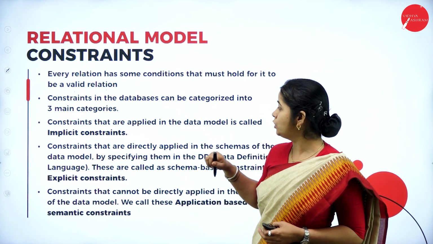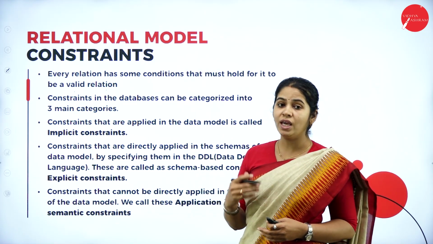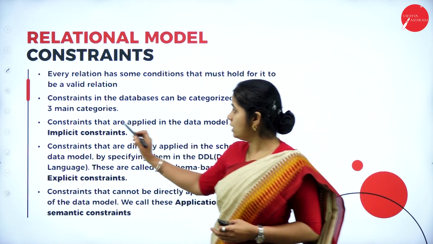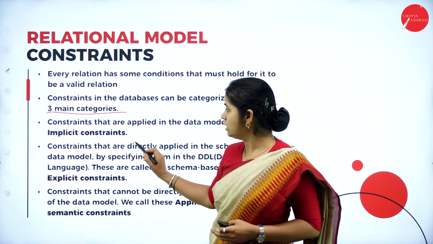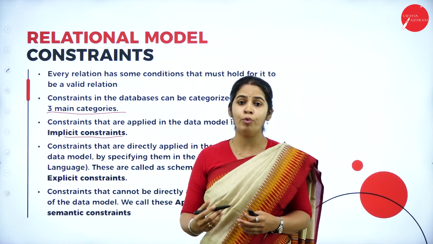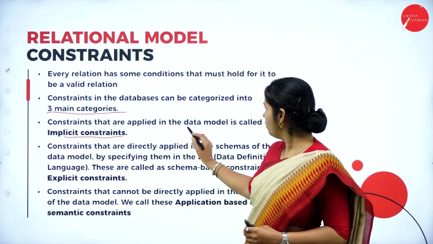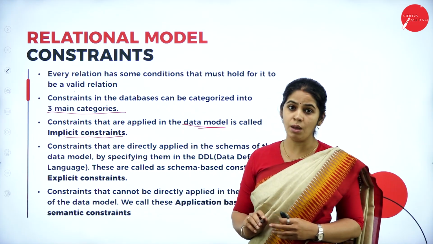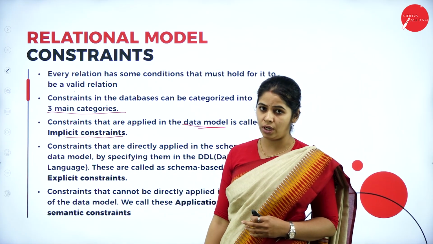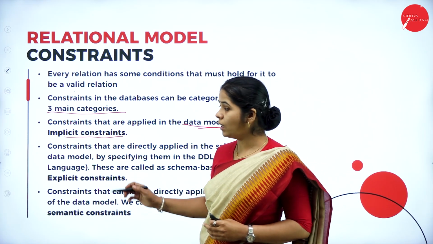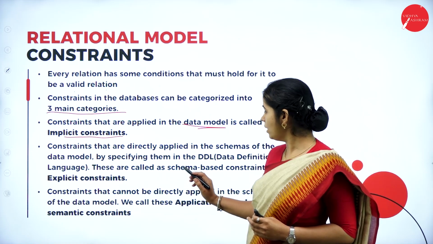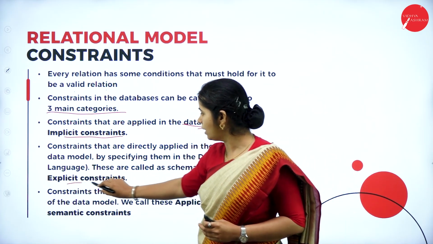That is called relational constraints. Here we categorize the relational constraints into mainly three categories. One is the implicit constraint: when some restrictions are put on the data model, those types of restrictions are called implicit constraints. Okay, when some constraints are put on the schema, that is called a schema constraint or explicit constraint.